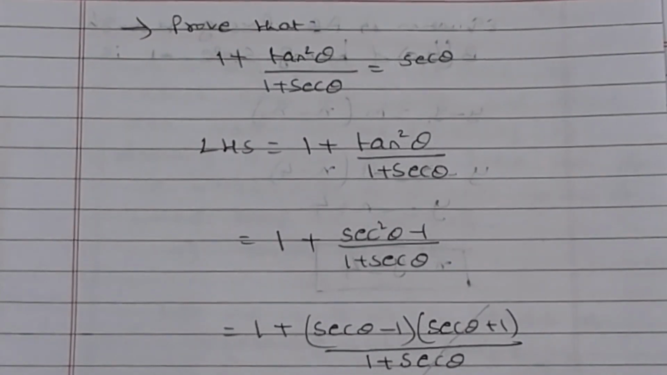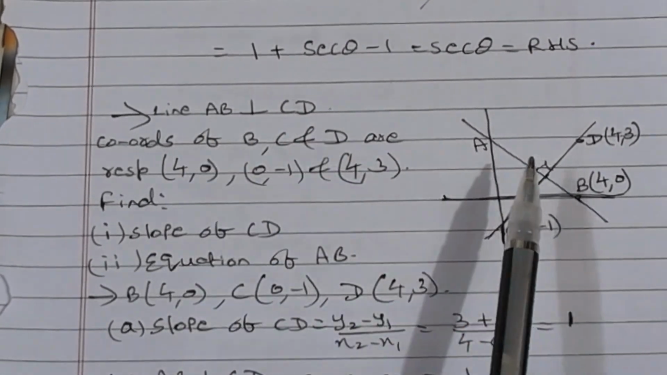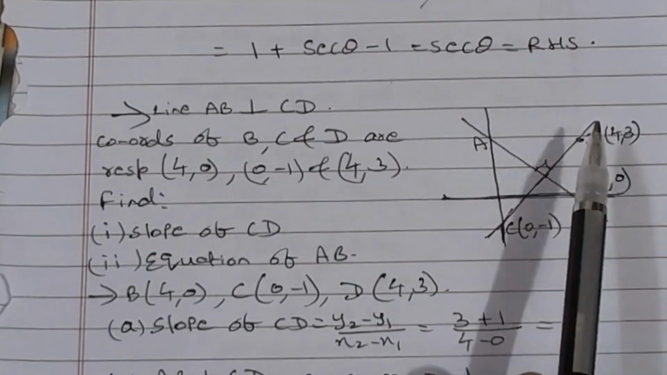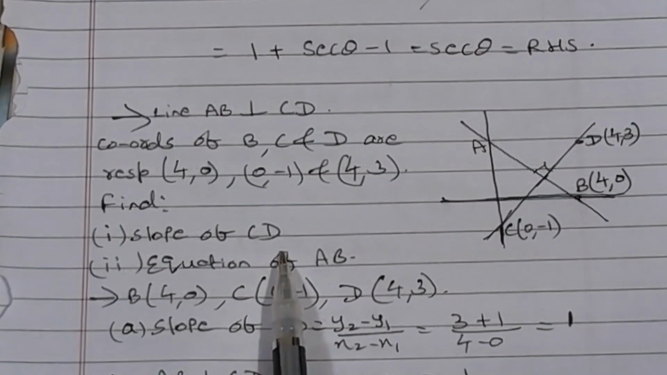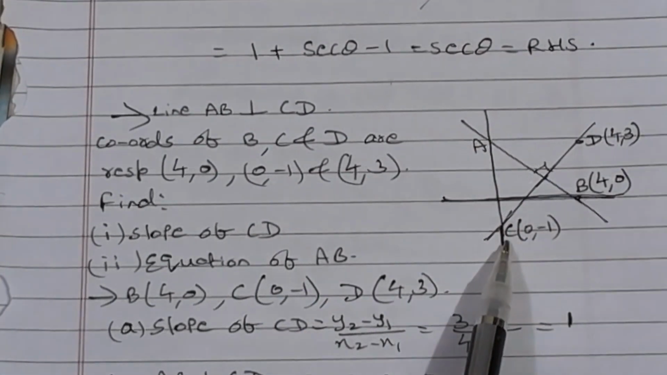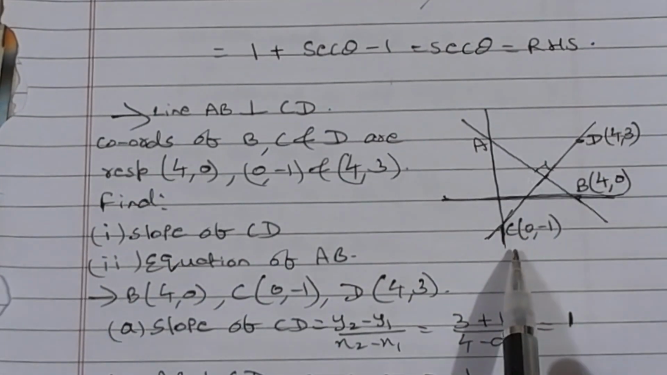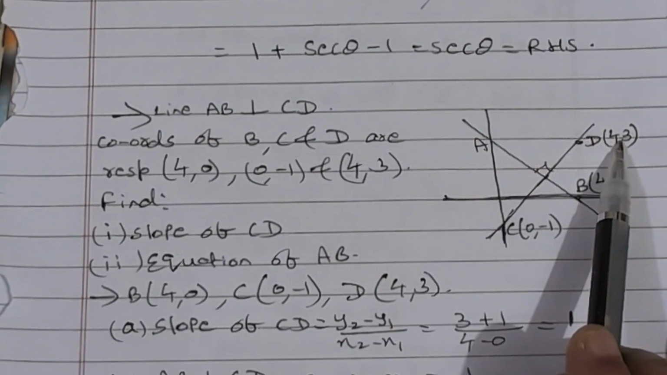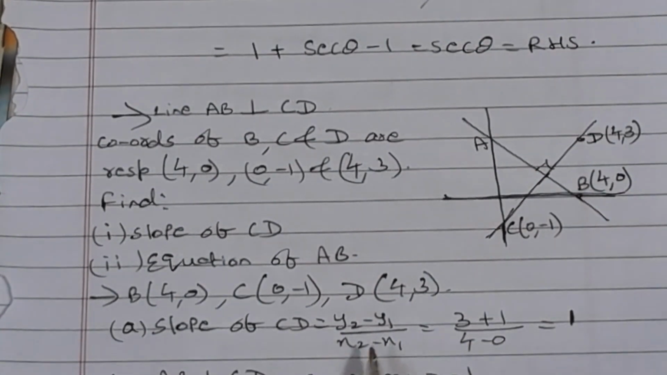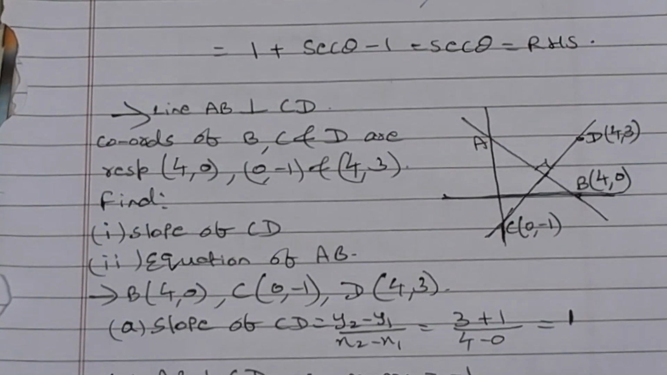Okay. Next question, coordinate geometry. The figure is already given. Line AB is perpendicular to CD. Coordinates of B, C, D are given. We have to find the slope of CD and the equation of AB. Now see, AB is perpendicular to CD. The slope of CD is easily found because C and D are on the line and two points are known. So slope is y2 minus y1 upon x2 minus x1, which is 3 plus 1 upon 4 minus 0. So 4 by 4, the slope of CD is 1.